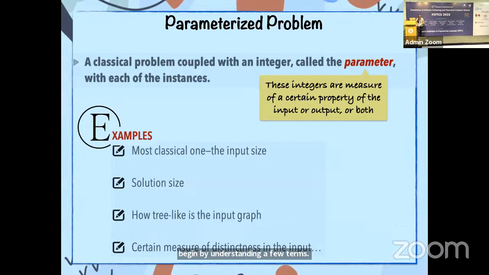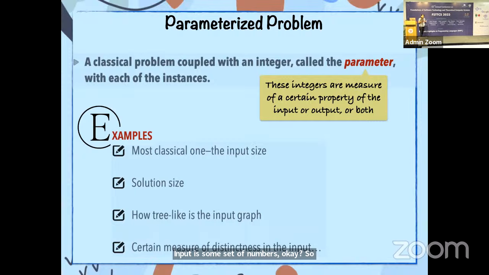But before that, let me gently introduce what parameterized problems are. You have already seen too many FPT talks, so this is just a refresher. So pick your favorite classical problem. Attach an integer with each of the instances of your problem meaningfully, not some arbitrary integers. And now you get your parameterized problem. So these integers can be some measure of how complicated your instances are, or a measure of certain property of the input, output, or their combination. Some typical examples are, in the classical setting, the input size, or say the solution size. If you have a graph problem, how tree-like your graph is, or certain measure of distinctness, say your input is some set of numbers.